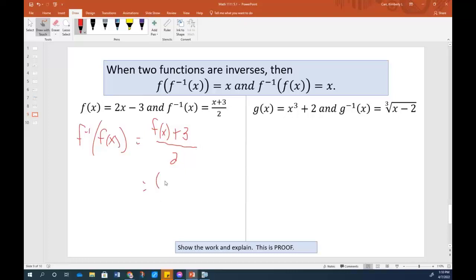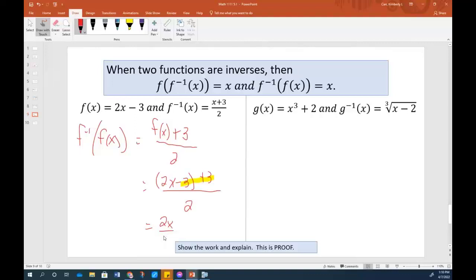Now f of x is 2x minus 3, and that's what I'm replacing it with there. Now, order of operations says you've got to do grouping symbols, and numerators are considered grouping symbols. So it does matter the order you do this. This is what's got to go next. That would simplify to 2x.